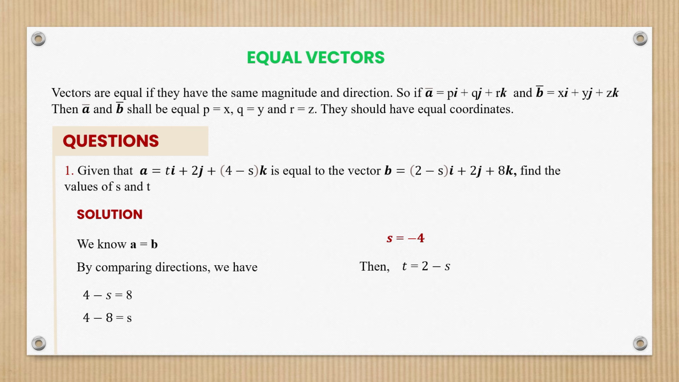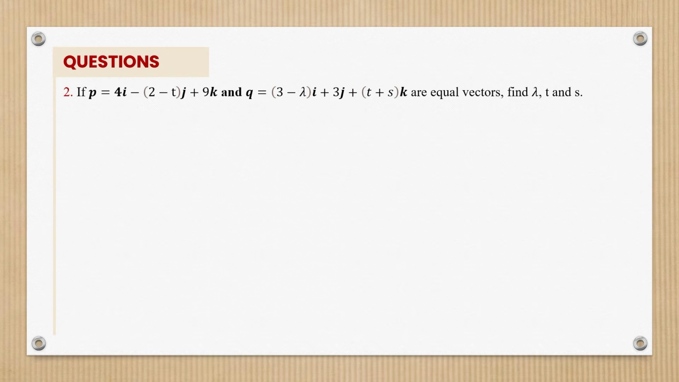Then we can also see that T should actually be equal to 2 minus S, because this should be equal to that if they are equal. So we'll have 2 minus negative 4. So T is going to be equal to 2 plus 4, because this actually becomes a positive, and then T shall be equal to 6. And those are the values of S and T. Let's look at another question.